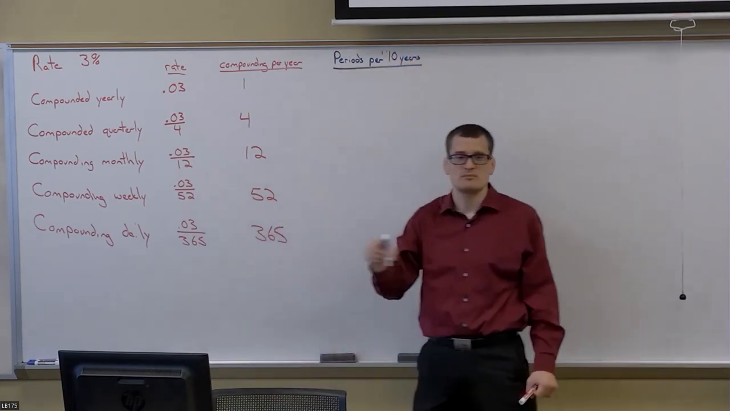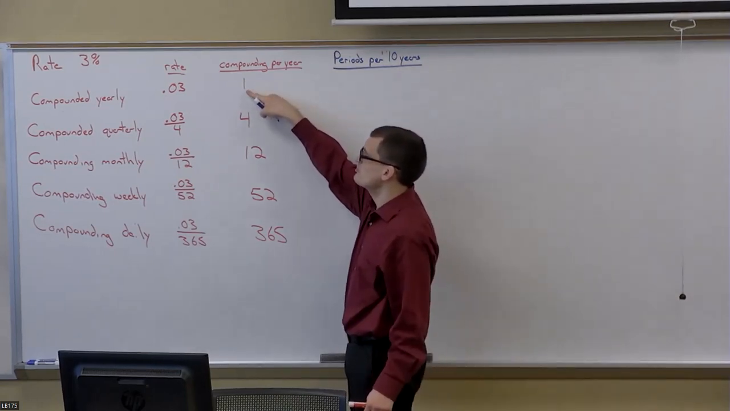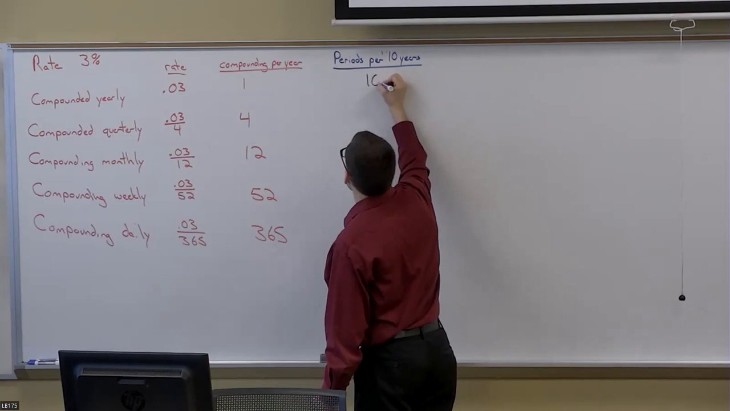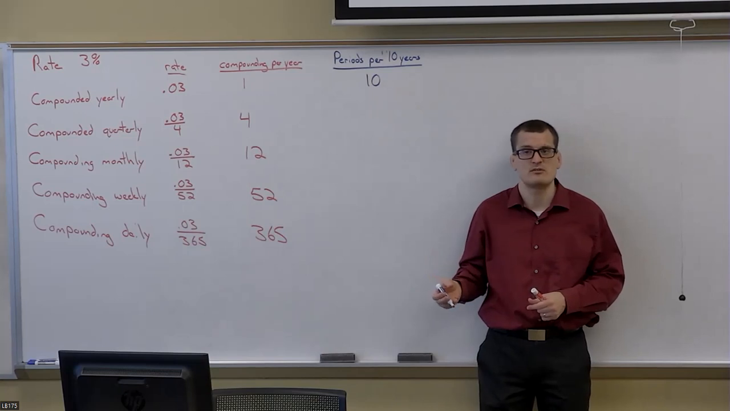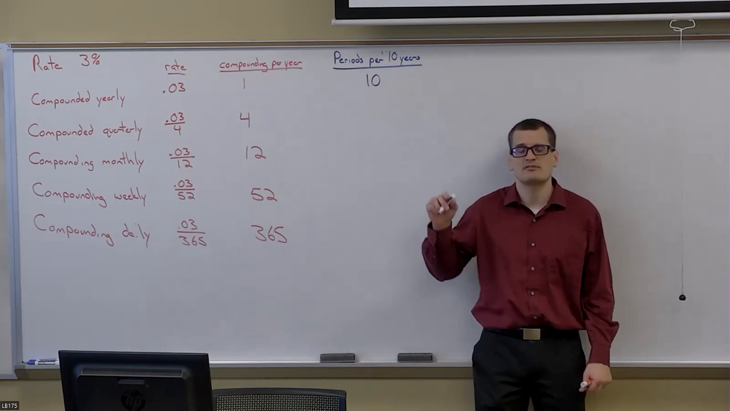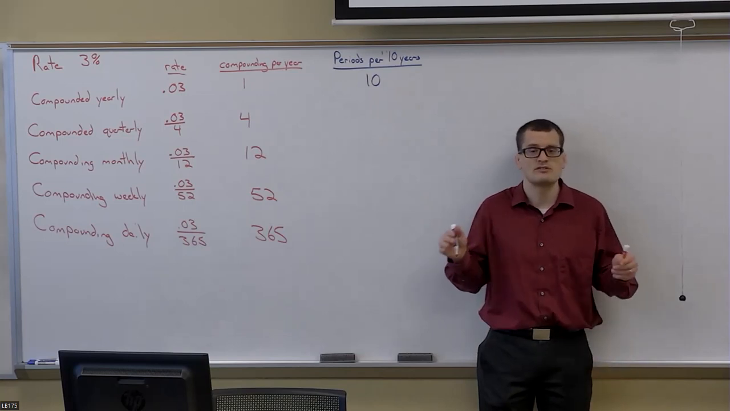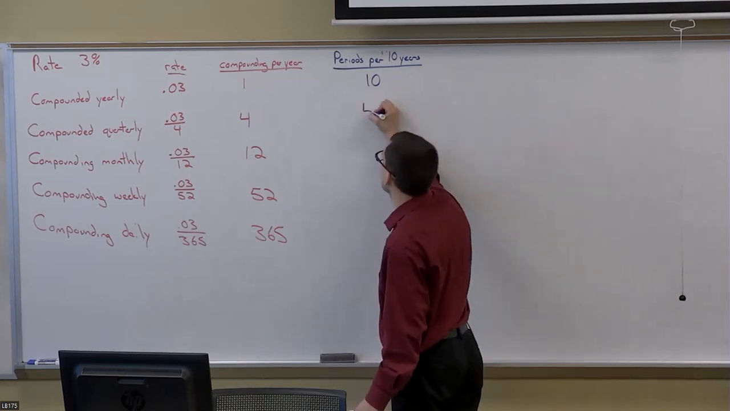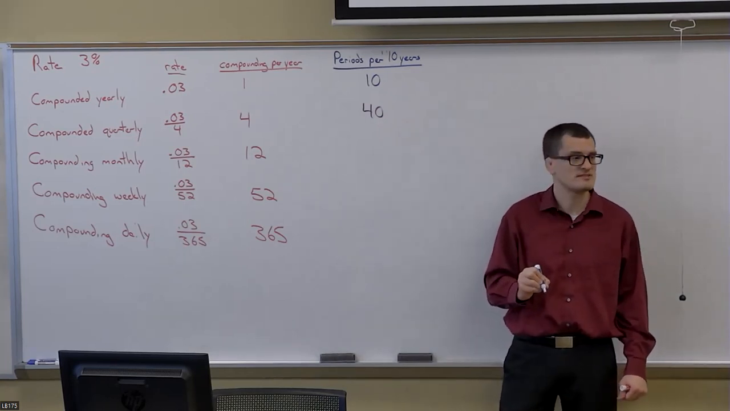Well, how many jumps am I going to have? If it's compounding yearly, then the number of times I have to do my multiplication or my exponent is going to be 10. If it's compounding quarterly, because there are 4 jumps per year, over the course of 10 years, that's going to account for 40 jumps. That makes sense?